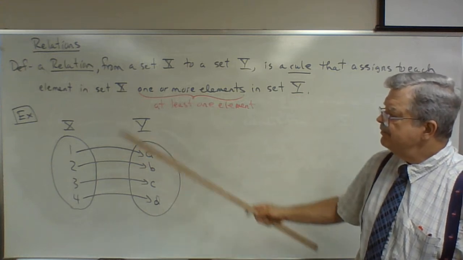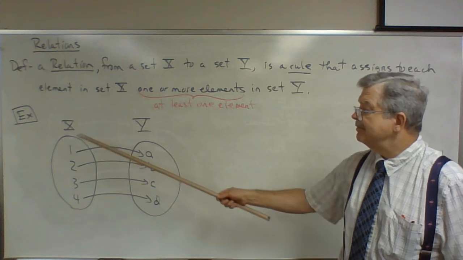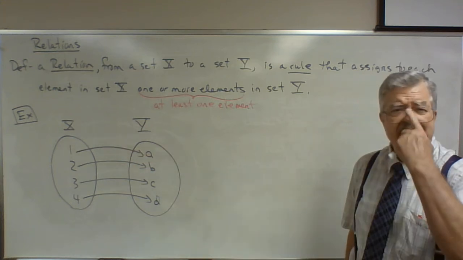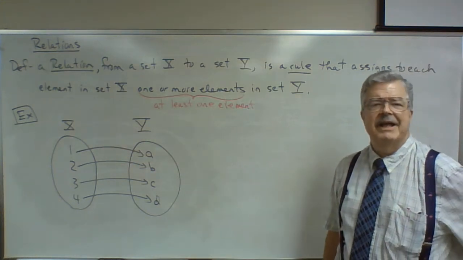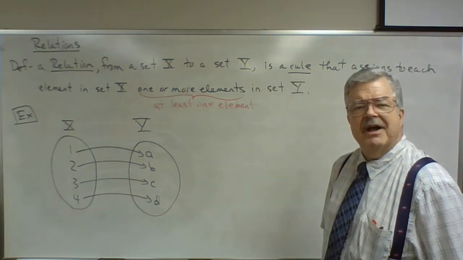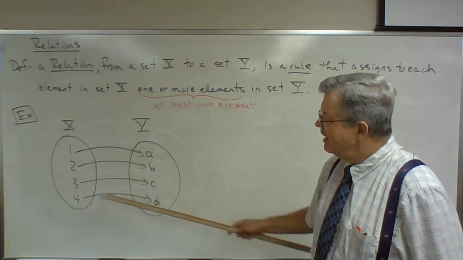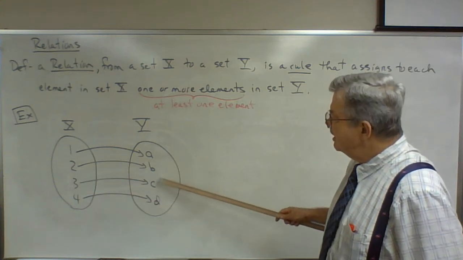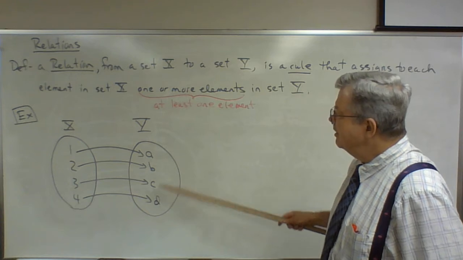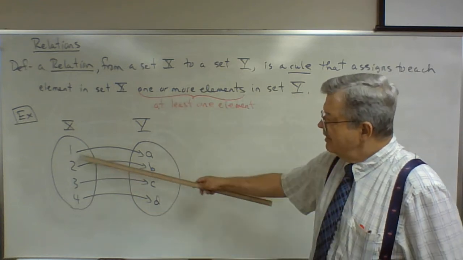Here's an example, and we have a rule going from set x to set y. Is this rule a relation? Let's check it out. Does it assign to each element in the set x at least one element in the set y, one or more elements in the set y?